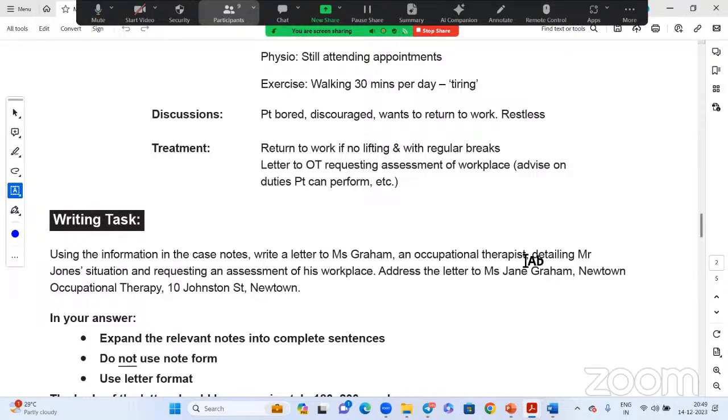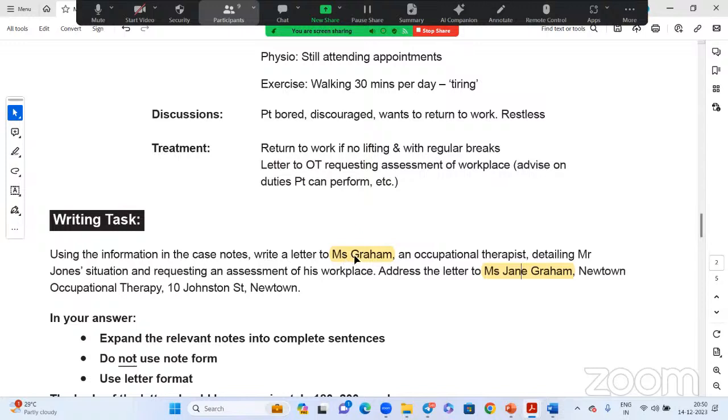Is an occupational therapist detailing Mr. Jones' situation. So you are writing to Newton occupational therapist. So here is some more information. So you have to address to Miss Jane Graham. Here Miss Jane Graham is there. Remember that. Okay. So first line is Miss Jane Graham.